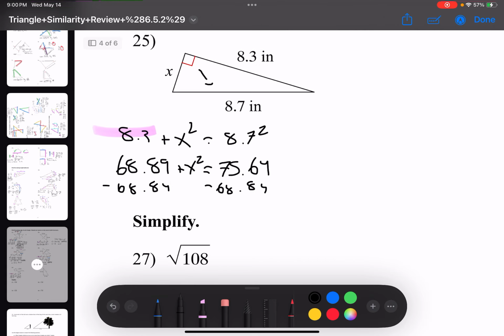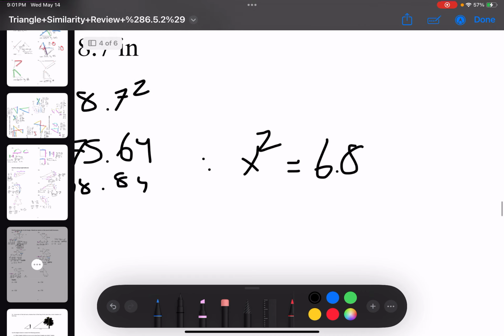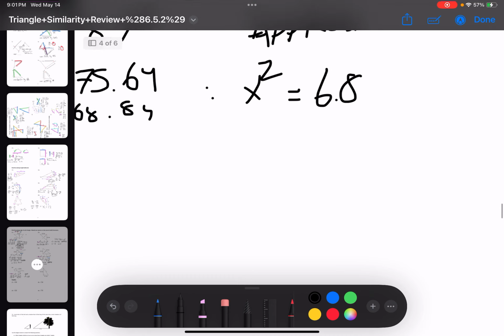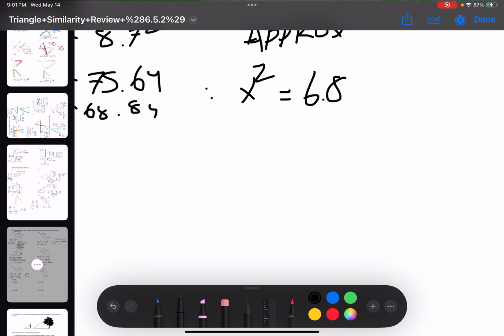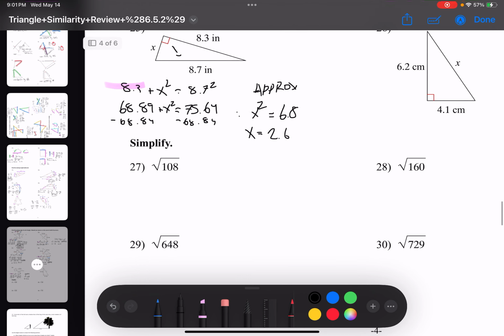And that means x squared is equal to 6.8. This is our approx. And then we gotta get rid of the squared. So, oh my god, bad. I'm gonna square root it, and then x is equal to 2.6. We got that by square rooting. Let me check.